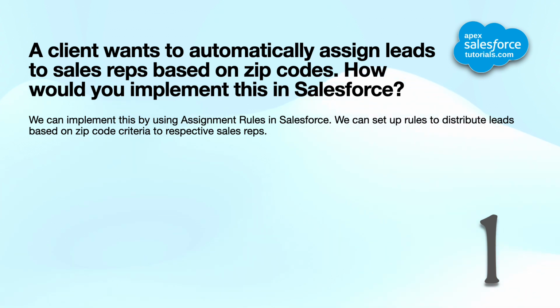Imagine you're the hero behind the scenes in Salesforce. To automatically assign leads based on zip codes, we'd call upon the mighty assignment rules feature. Picture this. You set up rules in Salesforce that detect specific zip code criteria and then seamlessly direct those leads to the right sales reps. It's like having a personal assistant sorting your mail for you.